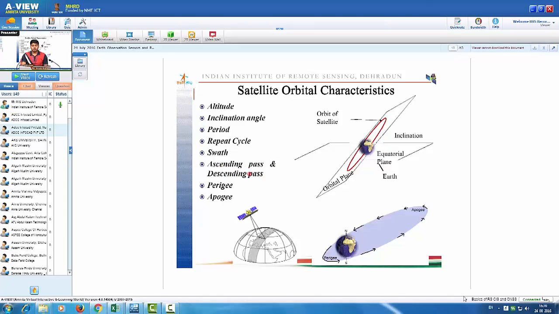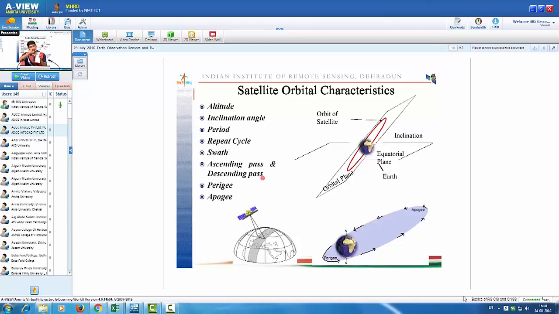Now coming to ascending pass and descending pass. This is a very important factor for different types of sensors. If the sensors require electromagnetic energy, that is, passive sensors, then they can use the descending pass while acquiring data. As I told you, Earth is rotating continuously and the Sun is fixed at some position. The satellite is revolving from North Pole to South Pole. Whenever it moves from North Pole to South Pole, that is called descending pass, and from South Pole to North Pole, that is called ascending pass.